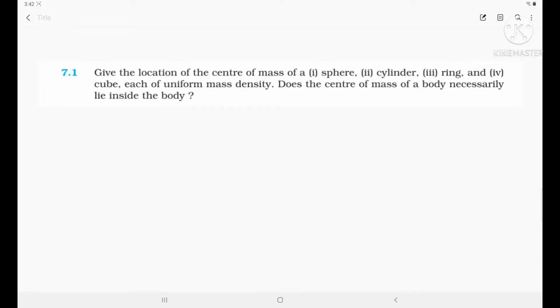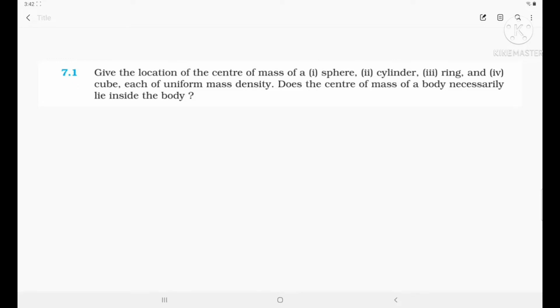Students, so we'll solve the questions from the NCERT exercise for the chapter System of Particles. Give the location of the center of mass of a sphere, cylinder, ring, and a cube, each of uniform mass density. Does the center of mass of a body necessarily lie inside the body?